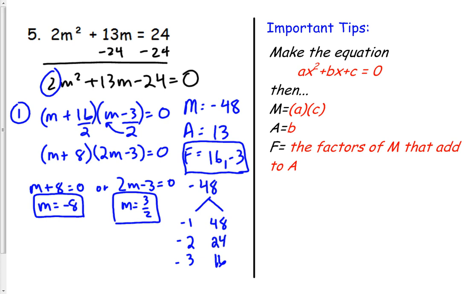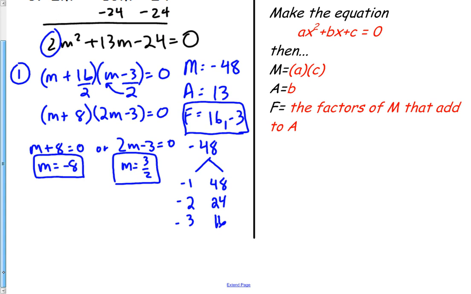All right, so I'm going to switch colors. I'm actually going to do the second method. The second method uses the same first step. We always do MAF. We always figure out what multiplies, the lead coefficient and your constant, is your M. Your A is the B value of your equation ax squared plus bx plus c, and your F is the factors of M that add to A. So I'm still going to use that, but instead, your teacher might have taught you Punnett squares.